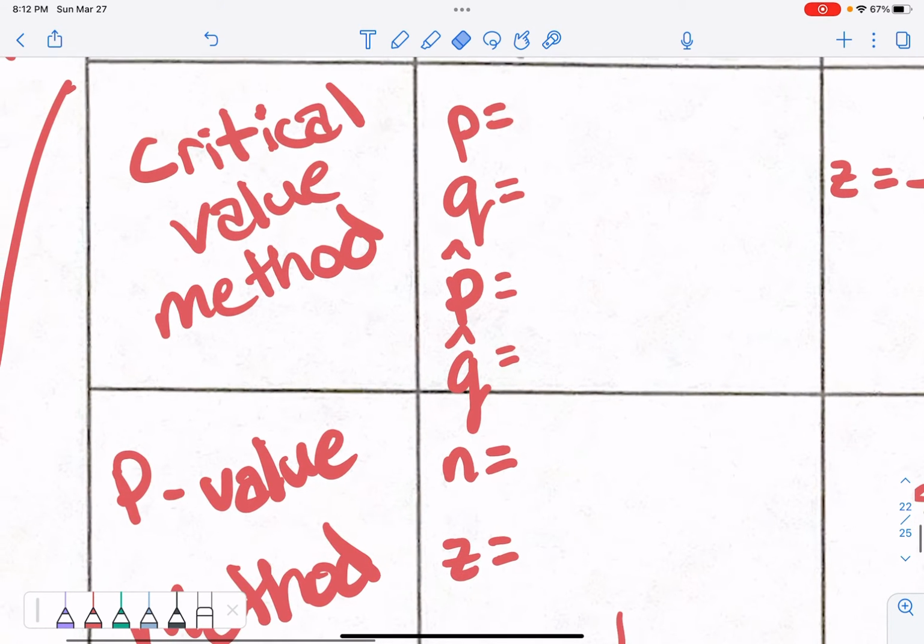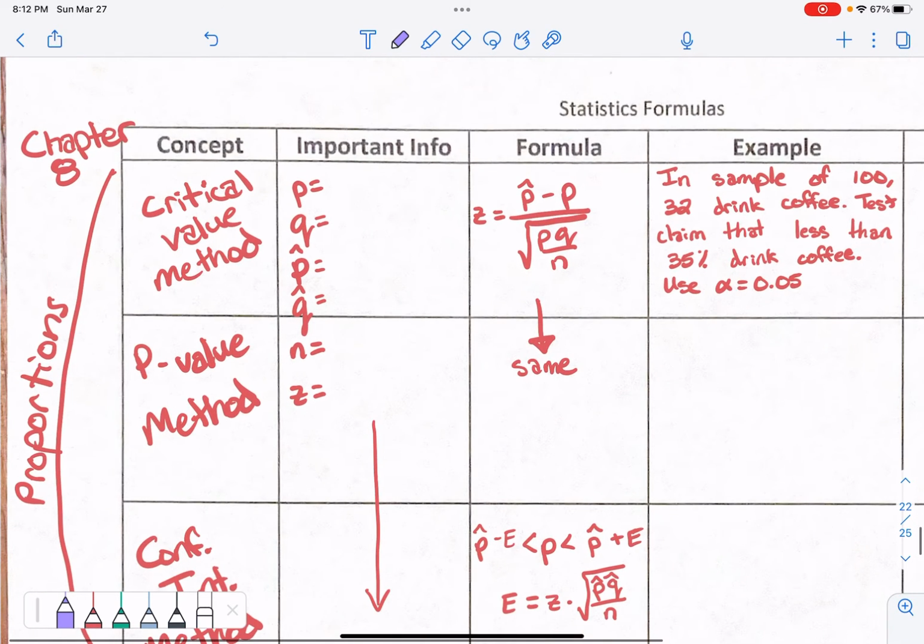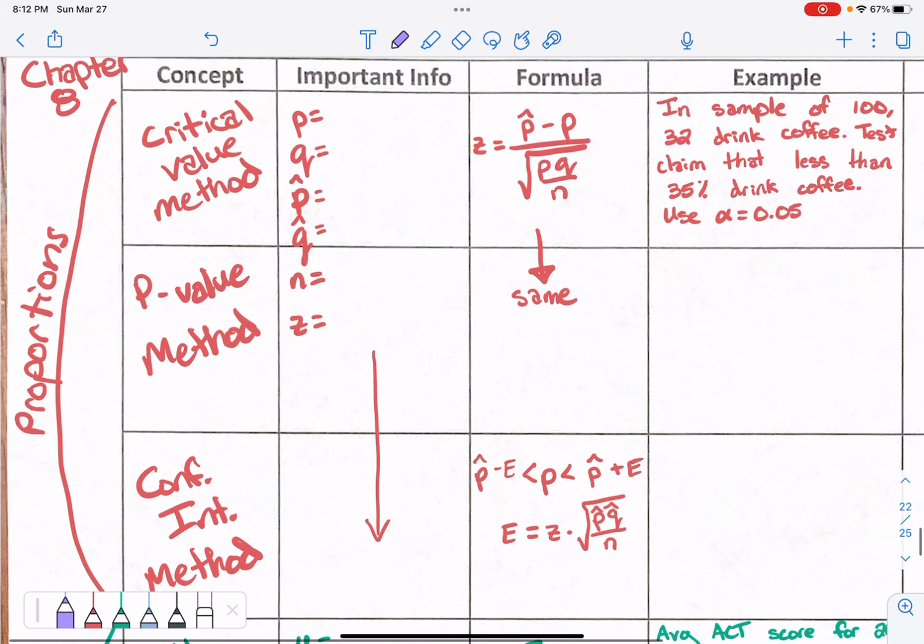All right, I'm going to zoom in now on the important information. I have all your variables listed out. This is everything that you will need for a proportion, whether you're doing the critical value method, p-value method, or confidence interval method. All of those will involve probably the majority of these variables. So let's just fill those in.